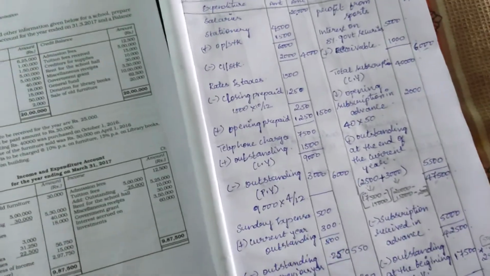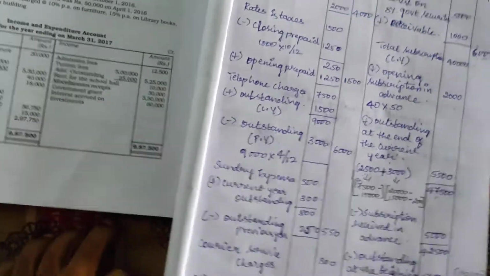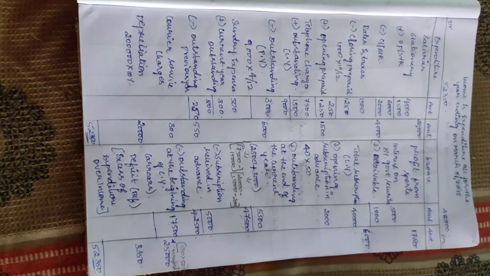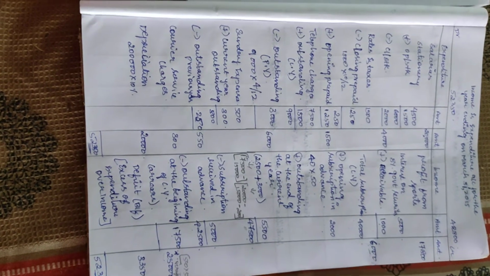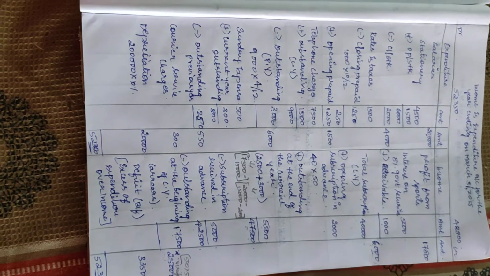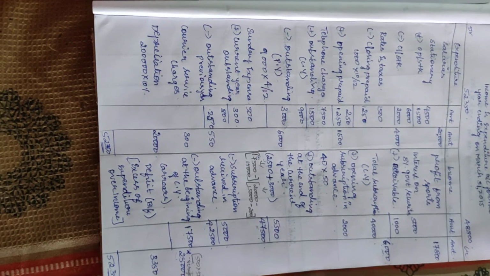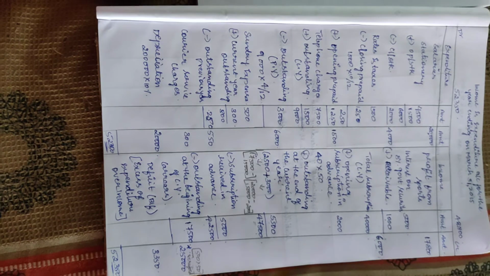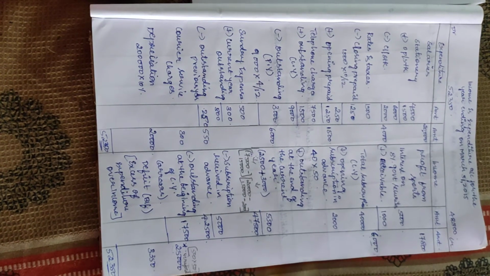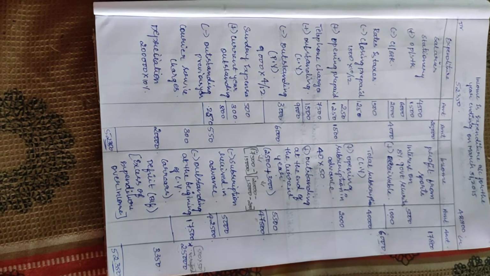Hope you have understood the income and expenditure. So you can take a screenshot of it. Take a screenshot of it and try to solve it in your notes. Don't just copy it. Income and expenditure account for the year ending on March 31st, 2015.